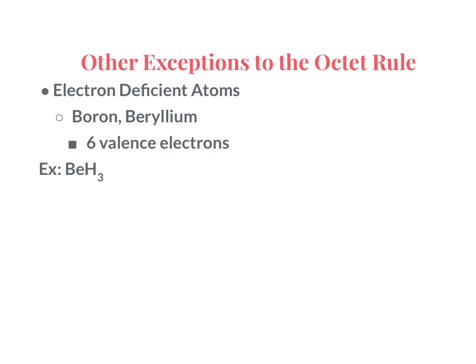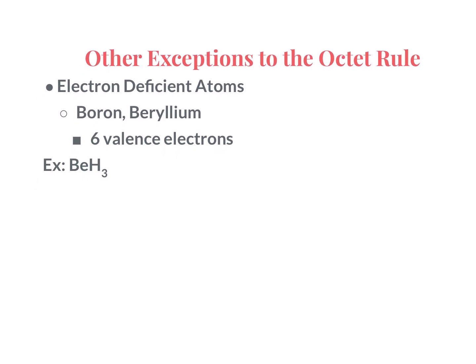Okay, rule breaker number 2. They are the electron deficient atoms. What does deficient mean? Less than. So a couple atoms can be electron deficient. So boron and beryllium are these exceptions. They can get by with 6 valence electrons. Okay, so instead of wanting 8, they can be stable with 6. So I'm going to show you just an example. I have beryllium trihydrate, so BeH3. How many valence electrons for beryllium?